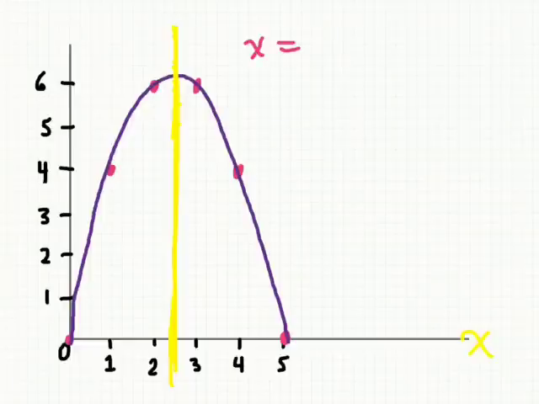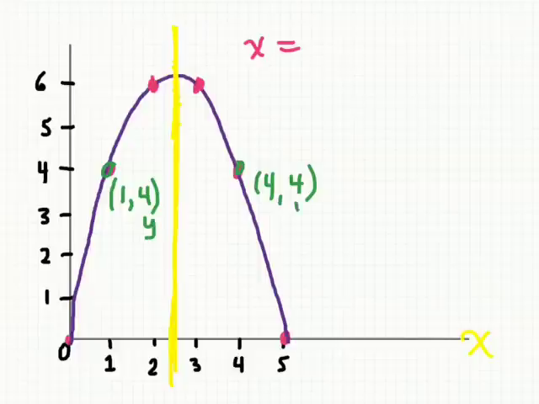Well, you can pick any single point on this parabola that has the same y value. So for example, where's this point located? What's the y value of these 2 points? This one and this one. Let's look at this point here and this point here. What's the coordinate of this point? 1, 4, and this one is 4, 4. Both of these have the same y value, right?